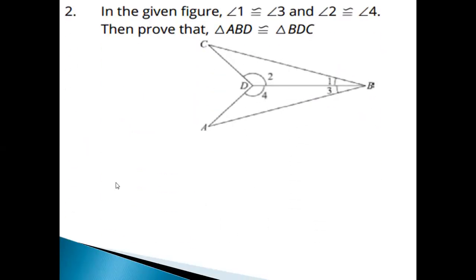Question number 2. In the given figure, measure of angle 1 is congruent. This is the symbol of congruent, having this equal sign and this similar sign. So this is called congruent. This symbol is called congruent. C-O-N-G-R-U-E-N-T.